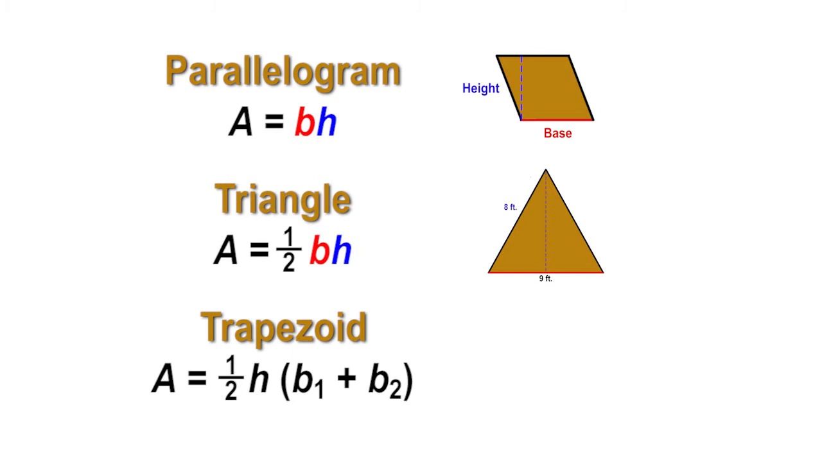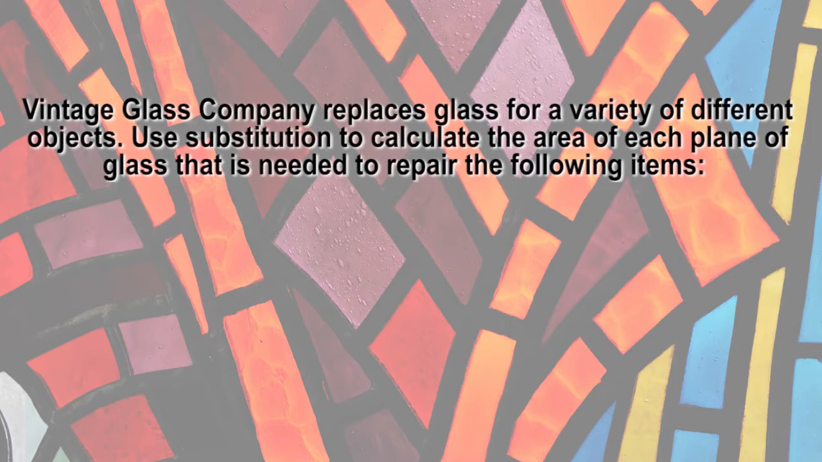To find the area of a trapezoid, add base 1 and base 2, and then multiply the sum by the height. Then divide the product by 2. In this lesson, we will substitute the information we know into the formulas to determine the area for the different problems. Let's look at the following scenario.